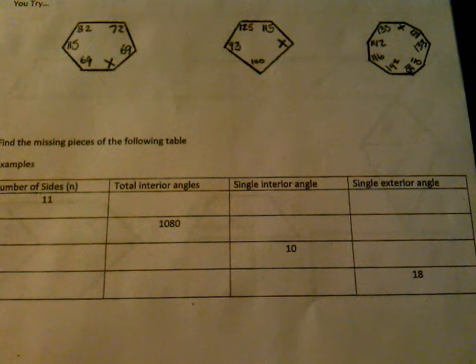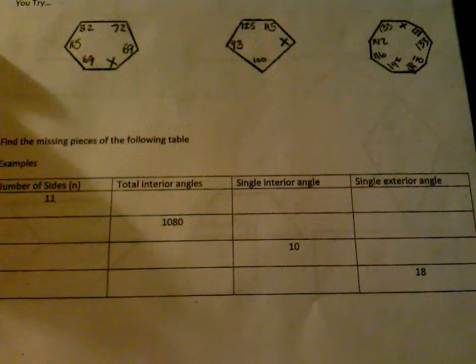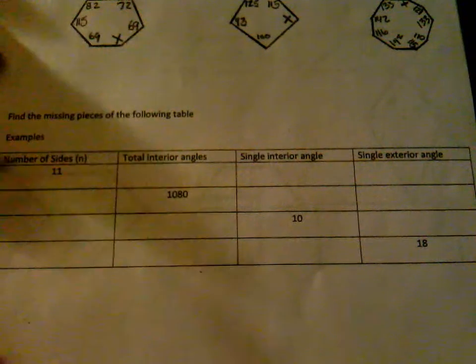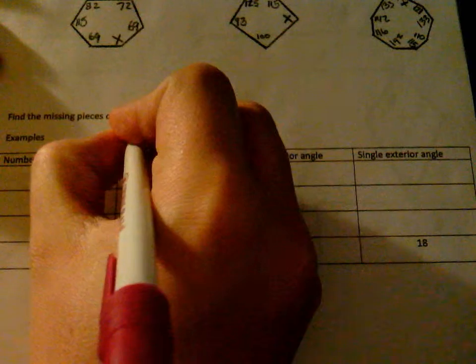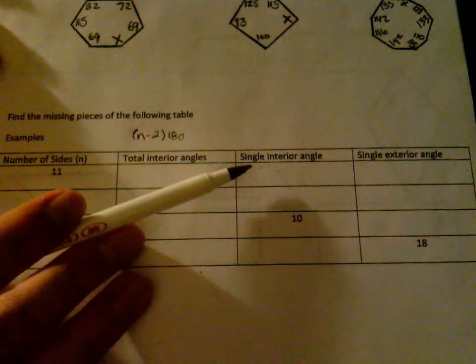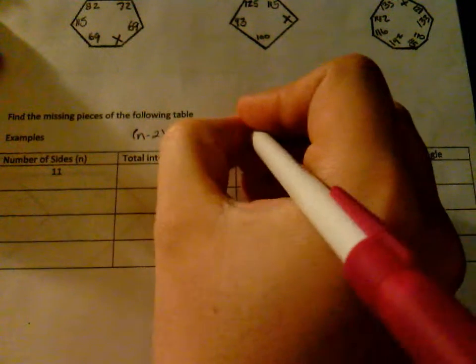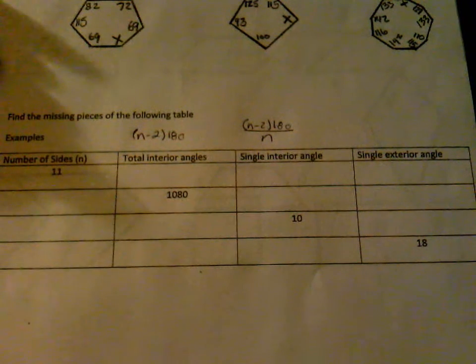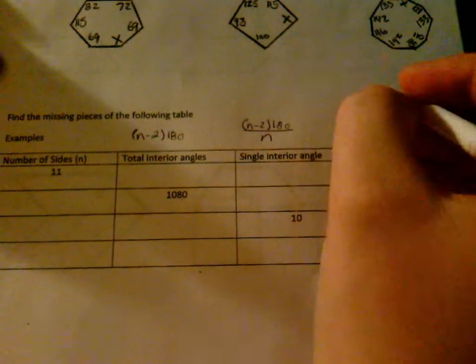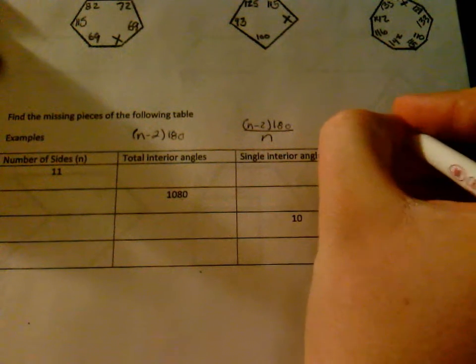This is how you find the missing sides or missing parts of the pieces of the table. So you have three different things. The first, to figure out the total interior angle, what you always have to do is take n minus 2 times 180. A single interior angle would be n minus 2 times 180 all divided by n. And then to find a single exterior angle, this is just 360 divided by n.